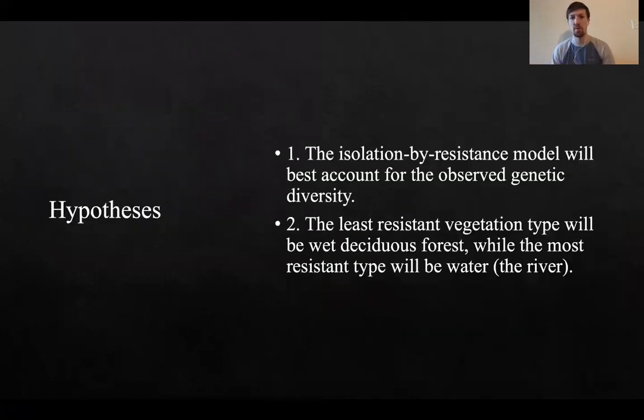The hypotheses for my project are that the isolation by resistance model would best explain the observed genetic diversity in the samples, and also that the vegetation type that will be the least resistant to gene flow will be the wet deciduous forest environment, while the vegetation type most resistant to gene flow will be the water environment, or the river.